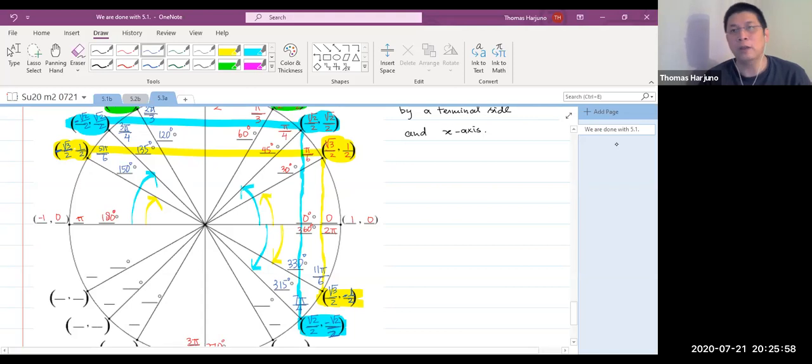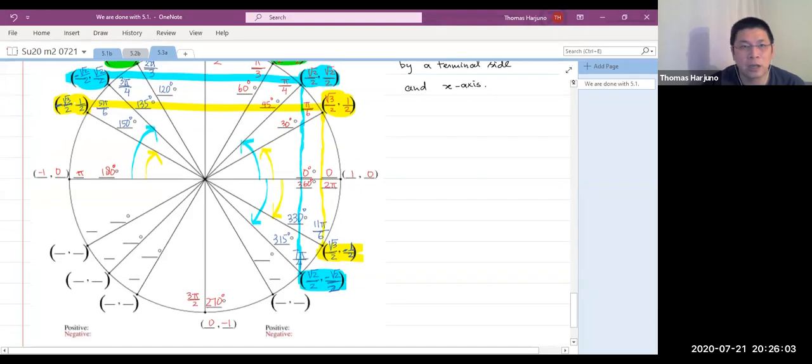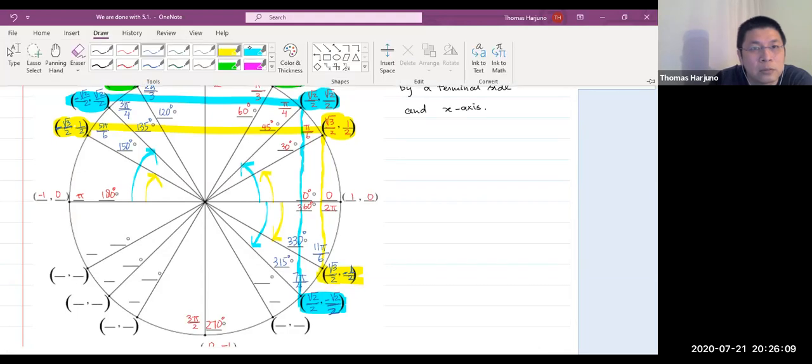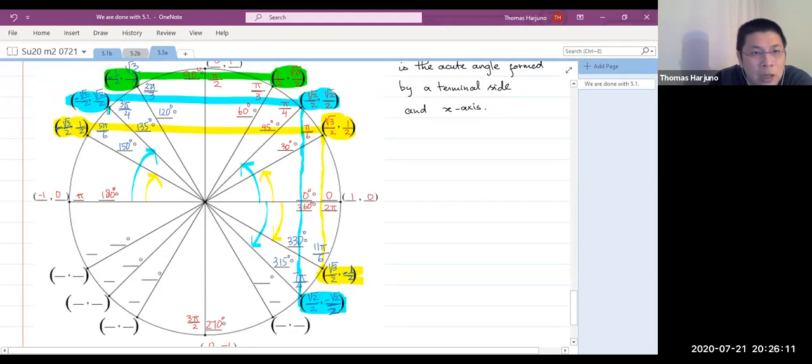Okay. Now, eventually you will see the blue one, for example. This guy has the same reference angle with this, right? The same reference angle with that, the same reference angle with this. So you see that it creates a box, right?